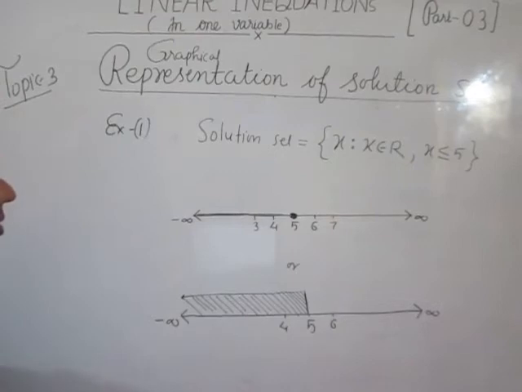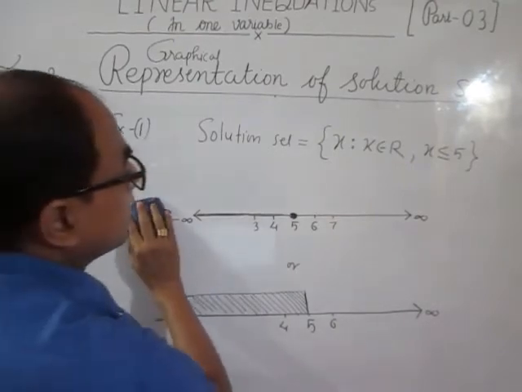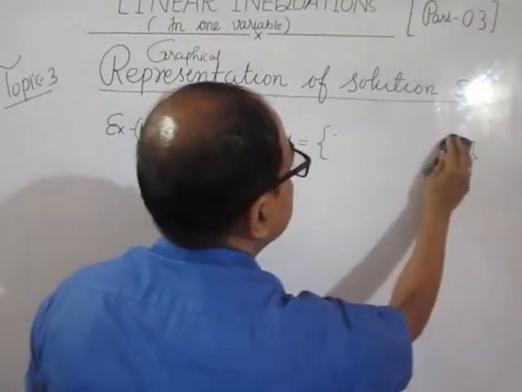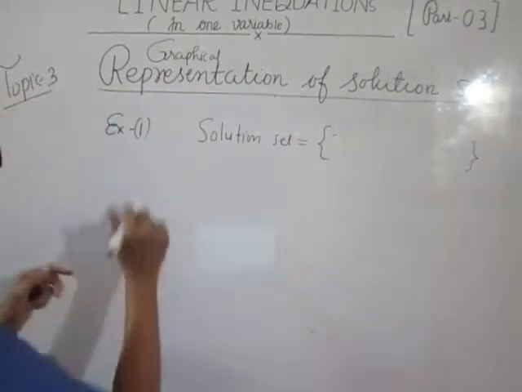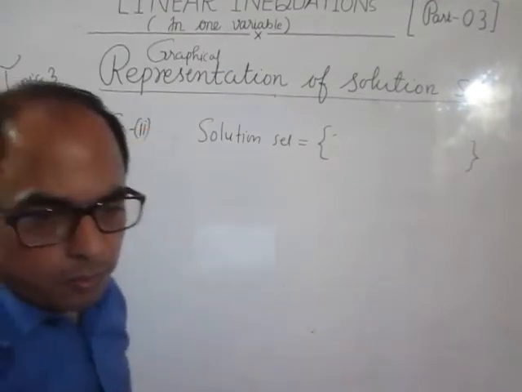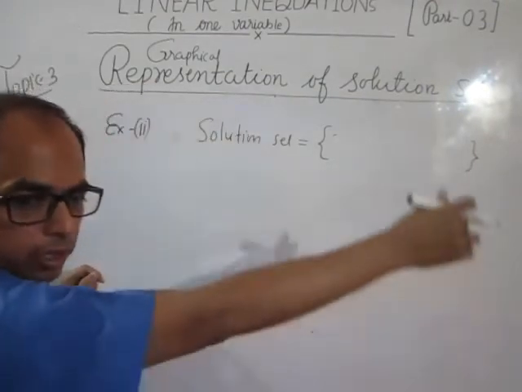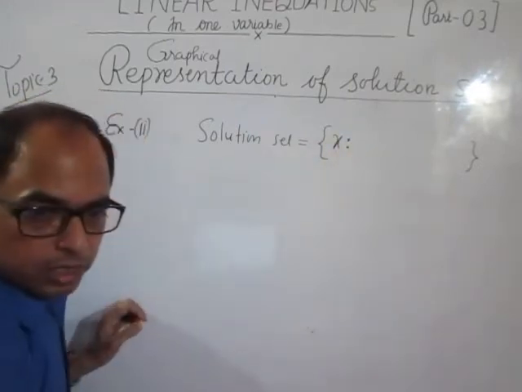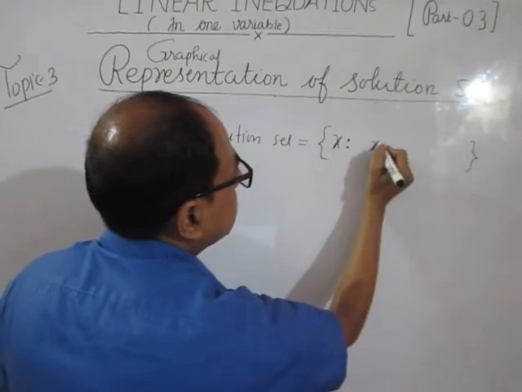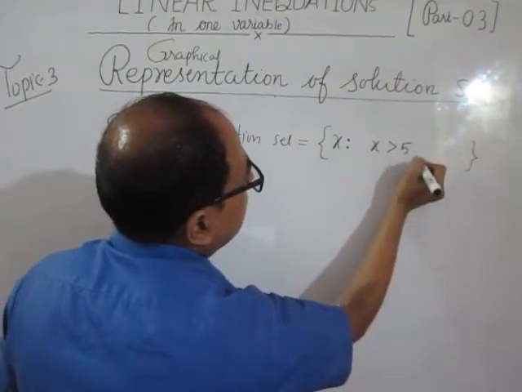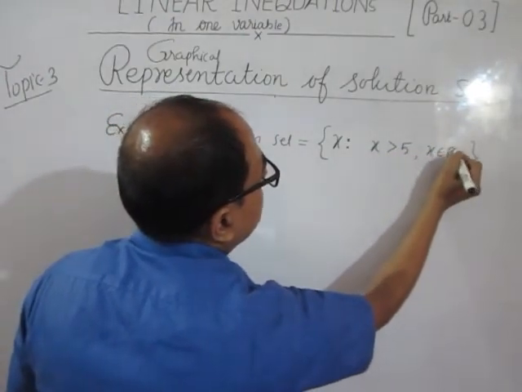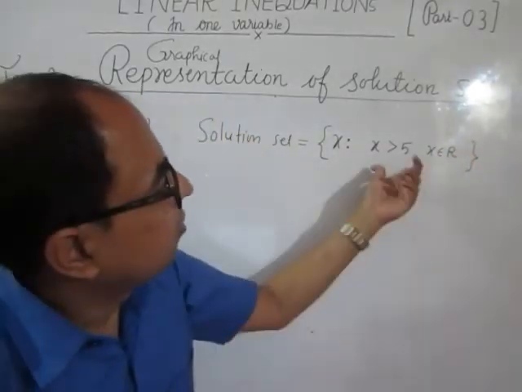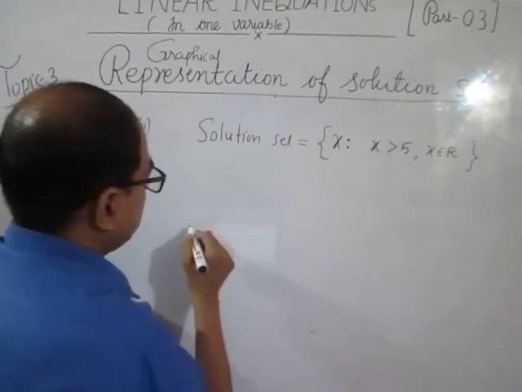Now let us consider another example. Let me take another example. Example 2. Now suppose you are getting solution set X such that X is greater than 5 and X belongs to R. Now this is also in set builder form. Now we have to represent the solution set on the number line.